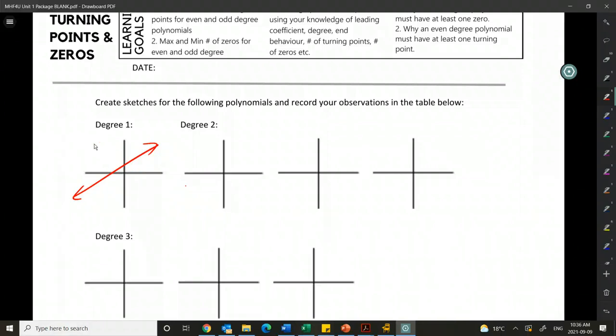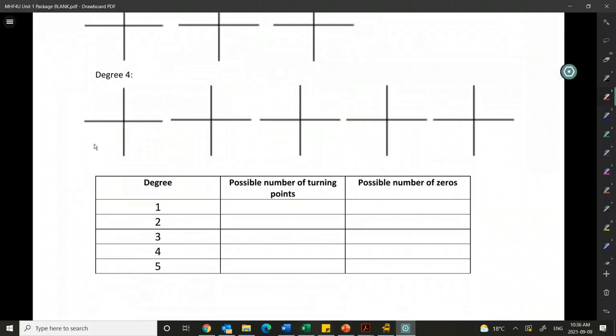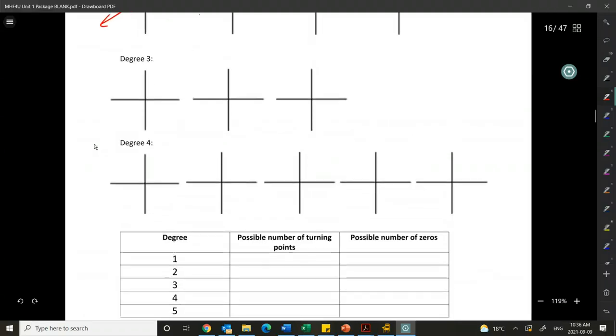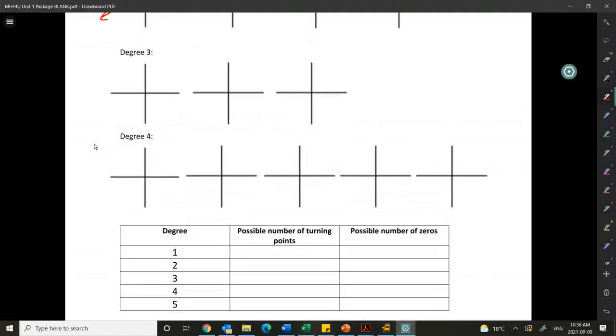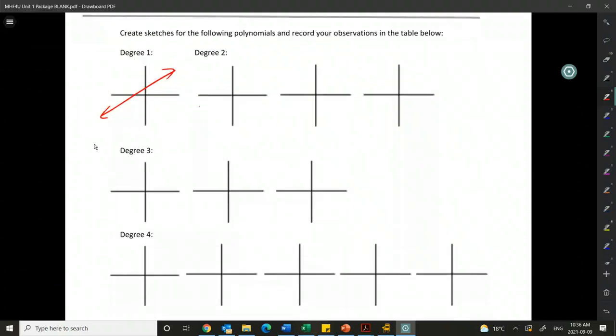So as we start to go here, we're going to include possible number of turning points and possible number of zeros as we do our sketches here. So if I have a line, what are the possible number of turning points? What is always going to happen if I draw a line here? 0. Okay, so lines do not have turning points because they don't have curves. They don't go from increasing to decreasing or vice versa. Possible number of zeros. If I must have some sort of slope on here, what has to happen here?